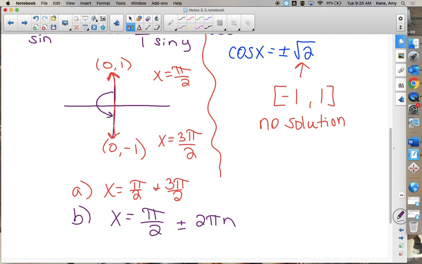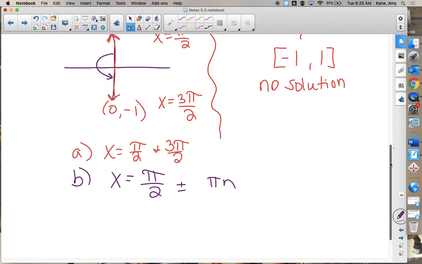Garrett? So could you just do plus pi n? Yeah, you could do just plus pi n. So if you continue to add pi, I would get to 3 pi over 2. If I add another pi, it would be 5 pi over 2, and then I have 7 pi over 2. So instead of writing two equations, because they are diagonal from each other, and this works for tangent functions, you have one general equation with a pi n.